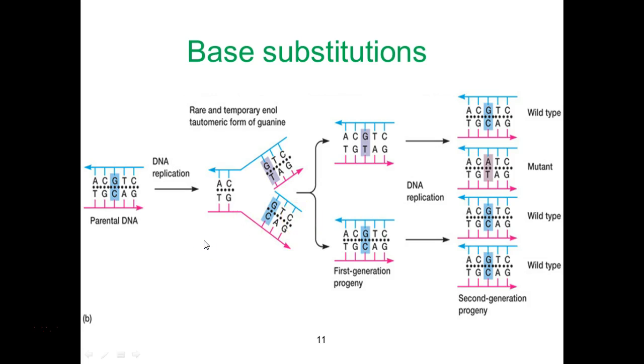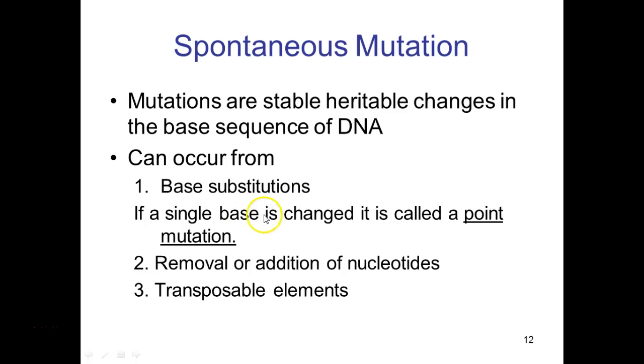And then if a base substitution is not corrected, right, this one was wrong, it can get passed on to the progeny. We refer to this as a mutation. Specifically a base substitution. So if a single base, and that's what we've been looking at, is mutated, it's referred to as a point mutation. Just a single base has been misplaced.